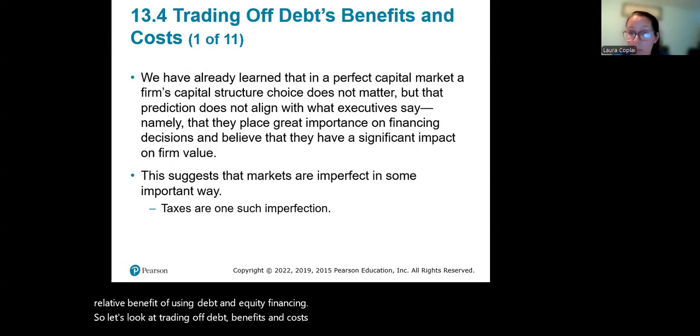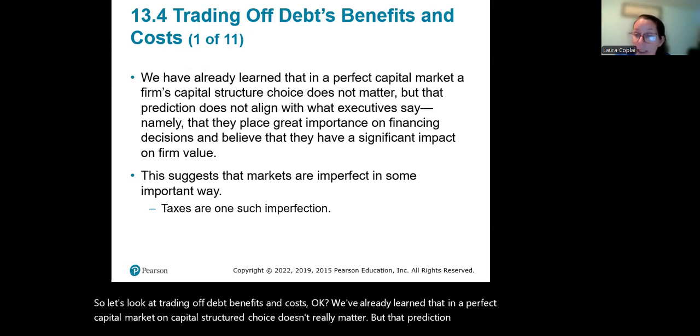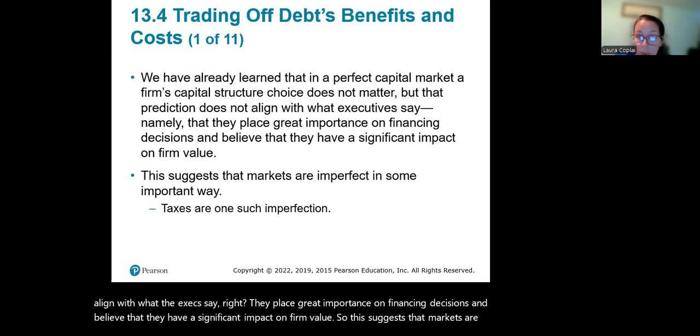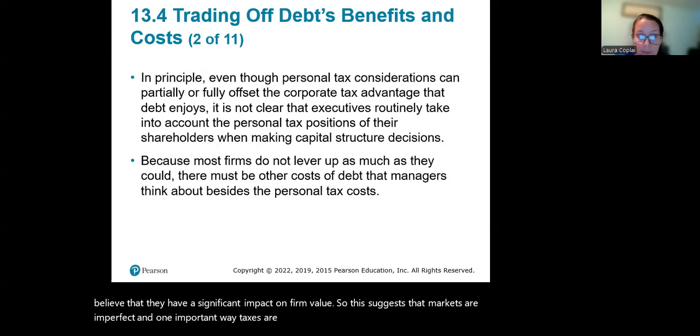Okay, we've already learned that in a perfect capital market, a capital structure choice doesn't really matter, but that prediction doesn't align with what the execs say, right? They place great importance on financing decisions and believe that they have a significant impact on firm value. So this suggests that markets are imperfect in one important way. Taxes are such an imperfection, right?